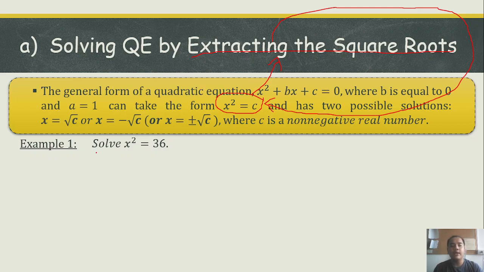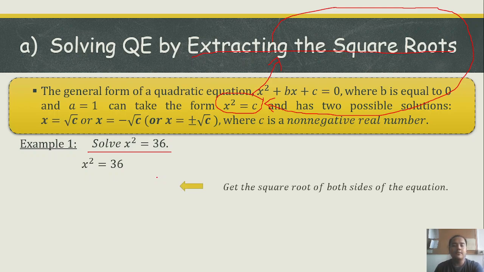So, let's go back to solving. Again, we're going to solve x squared is equal to 36. Let's start. First, let's copy the given, which is x squared is equal to 36. Let's get the square root of both sides of the equation, because x squared is equal to 36 is already in simplified form. So what we will do is get the square root of both sides of the equation. The square root of x squared is equal to plus or minus the square root of 36. Class, please don't forget to write the plus minus sign, the positive and negative sign, before the square root of 36. Because as we said, there are two possible solutions for the form x squared is equal to c. That is why it has a positive and negative sign there.